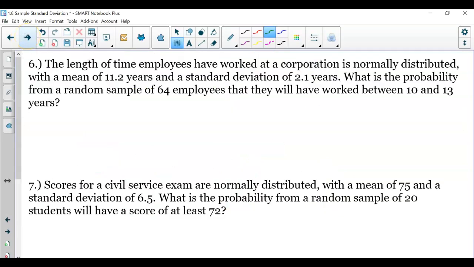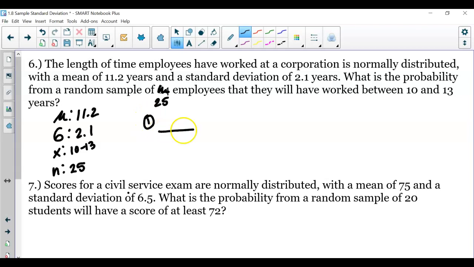Go ahead and pause the video and try the last 2 questions on your own. And here we go. So for question number 6, you should have identified the mean as 11.2 years, standard deviation 2.1 years. The X value is actually a range from 10 to 13 is what we're converting. And then your sample size N is 25. Again, I forgot to change the 64 to 25. Sorry, that's my fault. So if you did 64, that's fine. Then you should have set it up correctly. Otherwise, I'll be using 25 here.